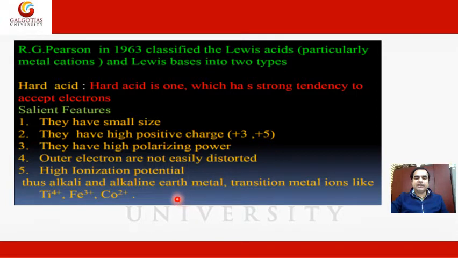Thus, alkali and alkaline earth metals and transition metals like Ti4+, Fe3+, Co2+ are basically categorized as hard acids.